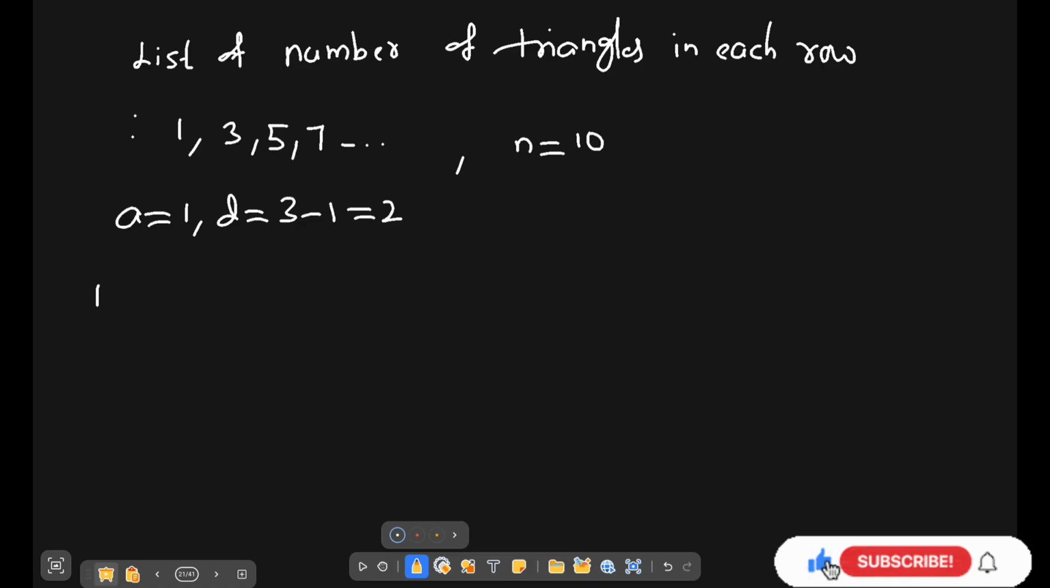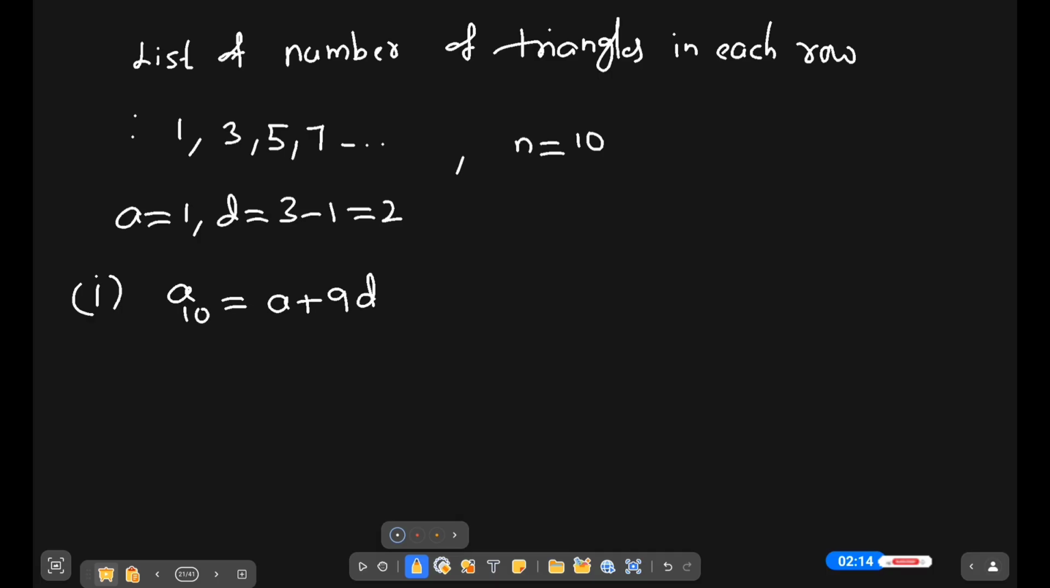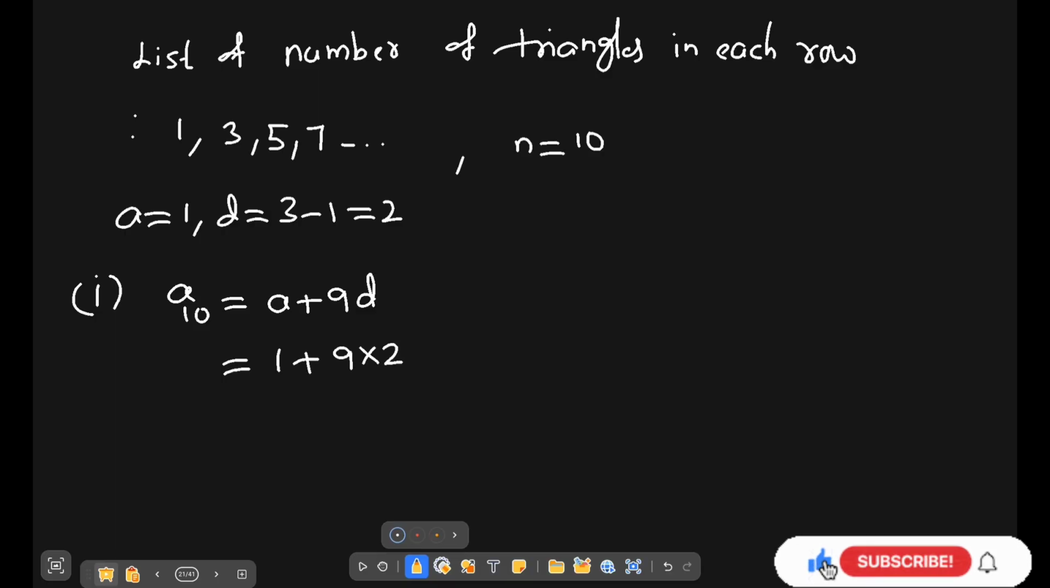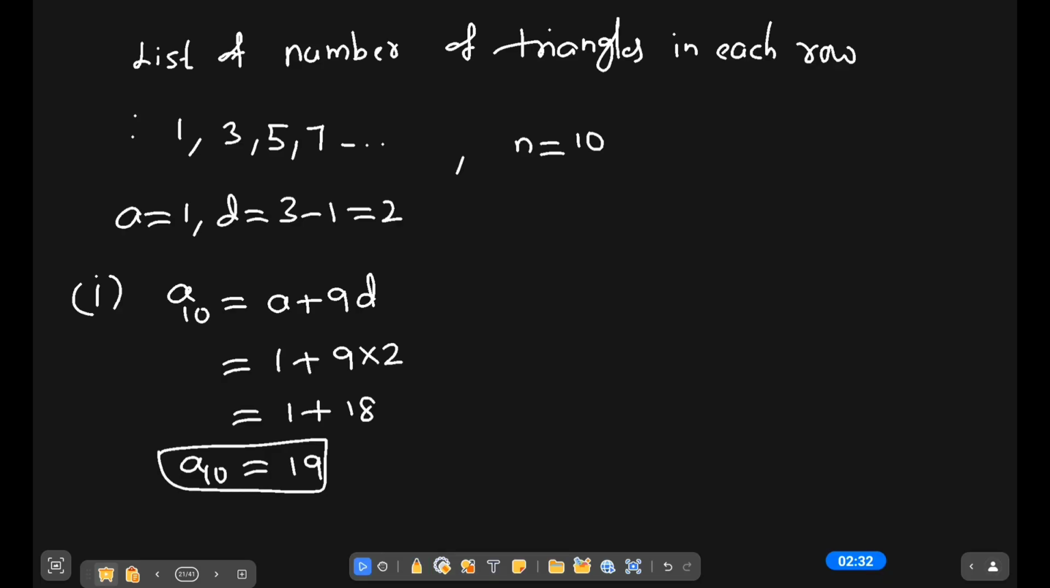Now to answer the first question, how many triangles are in the bottom row? We have to find A10, the 10th row, which is equal to the first term plus 9 times the common difference. The first term is 1 plus 9 times the common difference 2. So 1 plus 18. Now 19 triangles in the bottom row. So this is the answer for the first question.